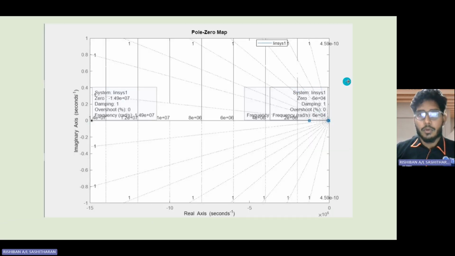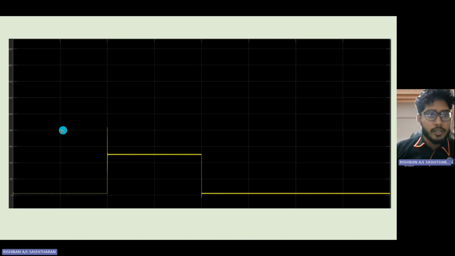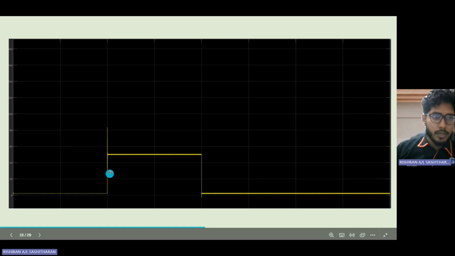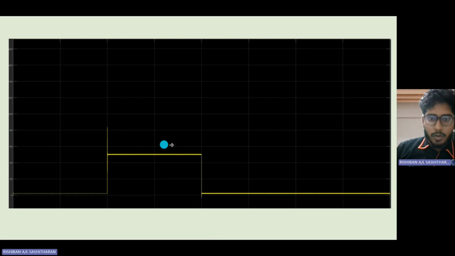As you can see, this is the pole zero map. This is the Bode diagram. And here you can see the output waveform. As you can see, the peak is very high. It goes up to 80. And this is not really stable.